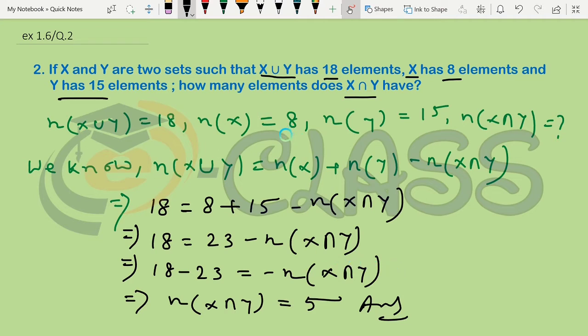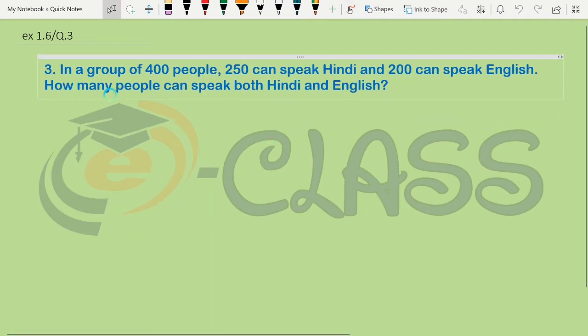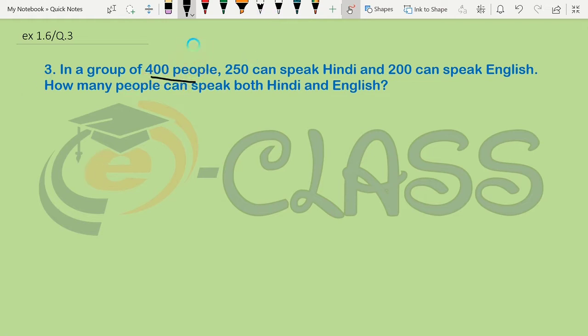The next question, question number 3, says that in a group of 400 people, 250 can speak Hindi and 200 can speak English. How many people can speak both Hindi and English?